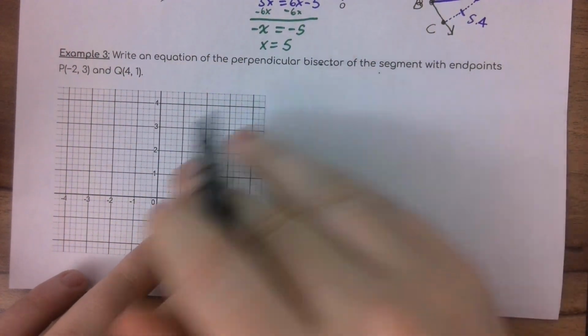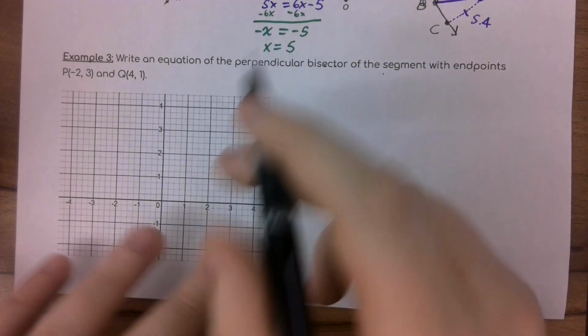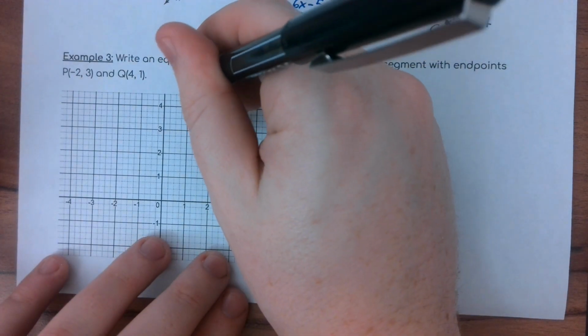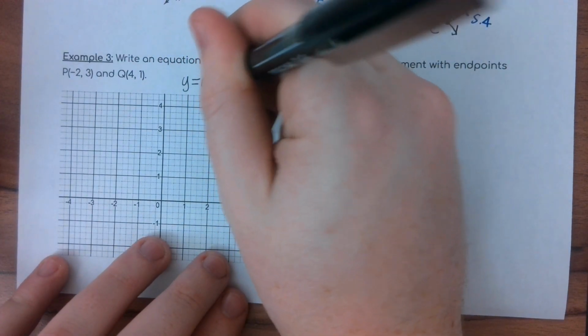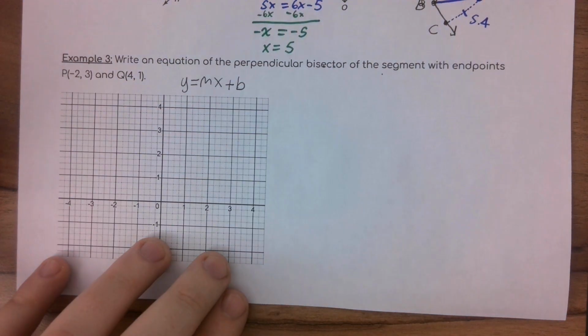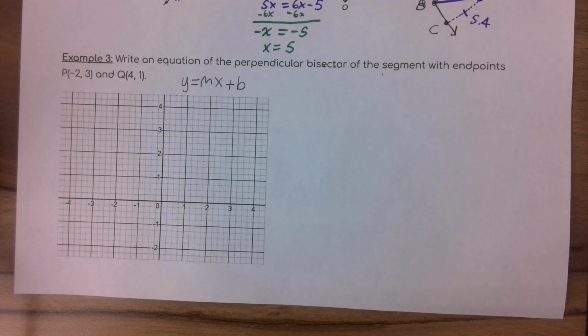So if we wanted to write the equation of the perpendicular bisector, we know that it's going to be in y equals mx plus b form, because that's the equation of a straight line, slope-intercept form. For slope-intercept form, we need to find the slope, and we need to solve for the y-intercept. Well, let's get back to that in a second.